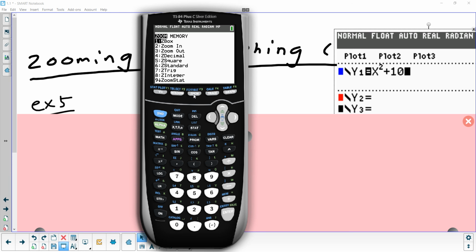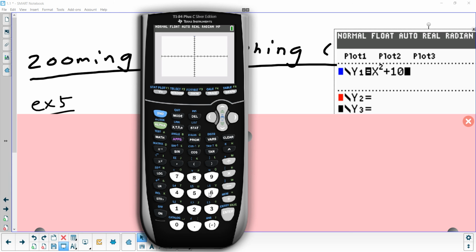Zoom 6 does what's called a standard window. The standard window on a graphing calculator is from -10 to 10 on the x-axis and -10 to 10 on the y-axis. That's the normal location that it'll set. So press zoom 6. And now, if you had something on the screen, you probably don't anymore.